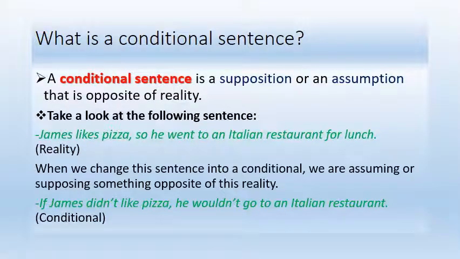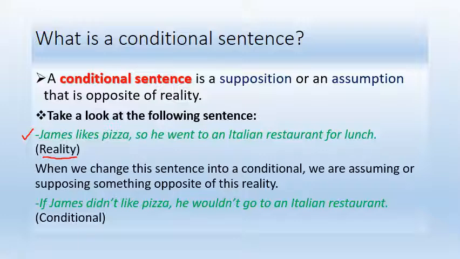First of all, what's a conditional sentence? A conditional sentence is a supposition or an assumption that is opposite of reality. Let's take a look at the following sentence. James likes pizza, so he went to an Italian restaurant for lunch. This is reality. This is the real situation.